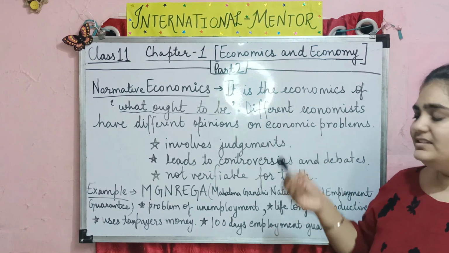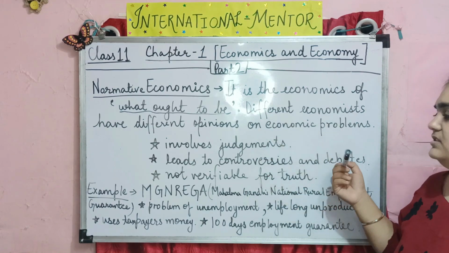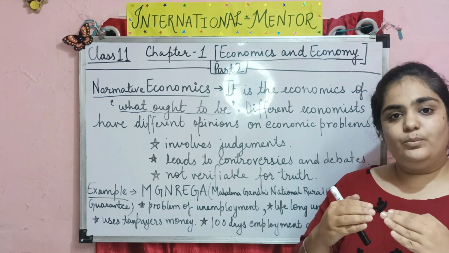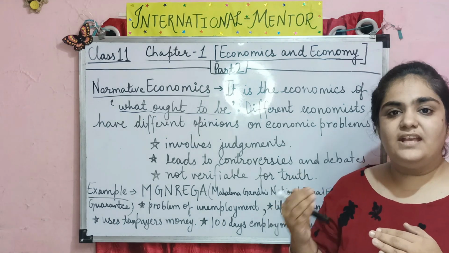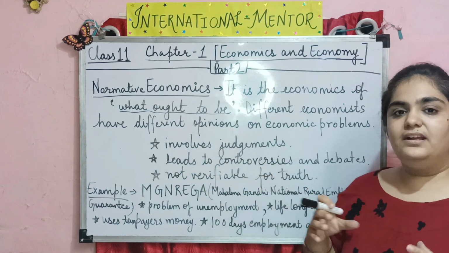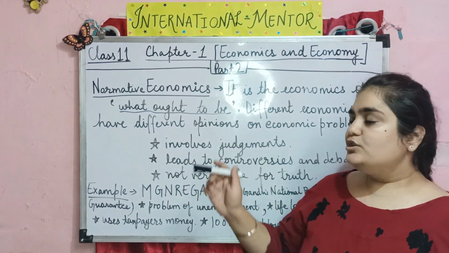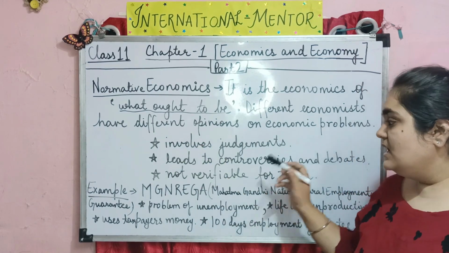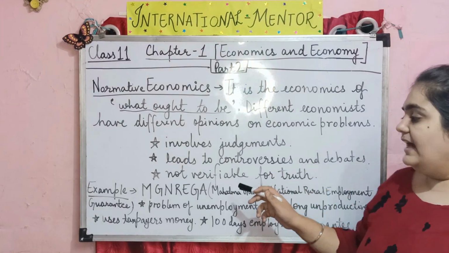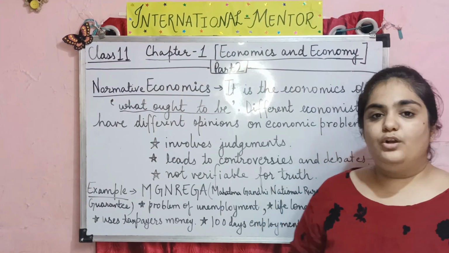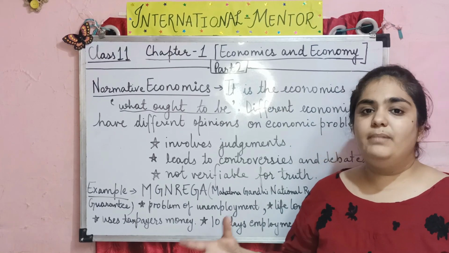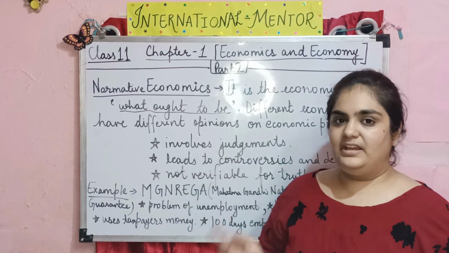In this, different economists have different opinions on economic problems. If there is an economic problem, every economist and every person has a different perspective on it. So it involves judgments, everyone would have their own judgments, and this also leads to controversies and debates. These are non-verifiable because they are not verified, while positive economics was verified by the economists.